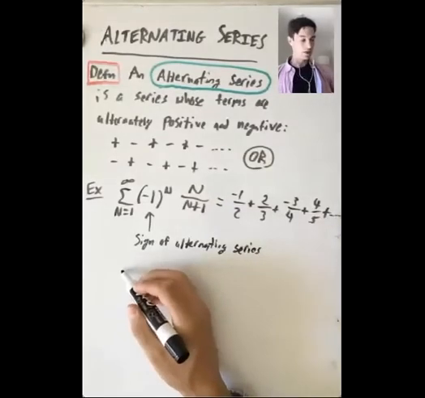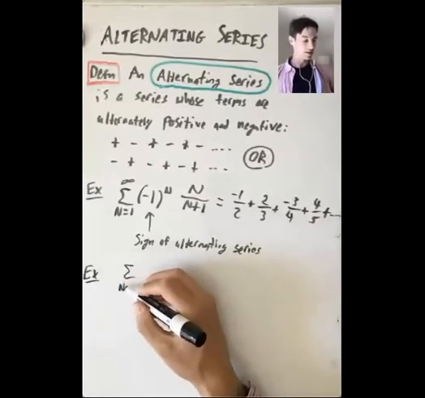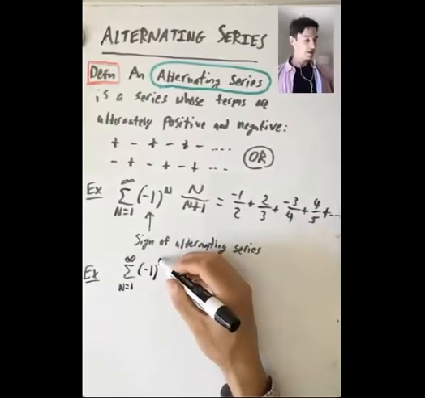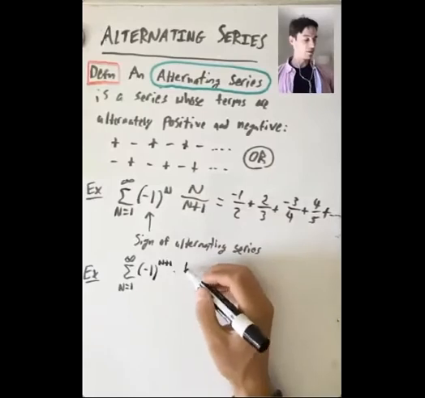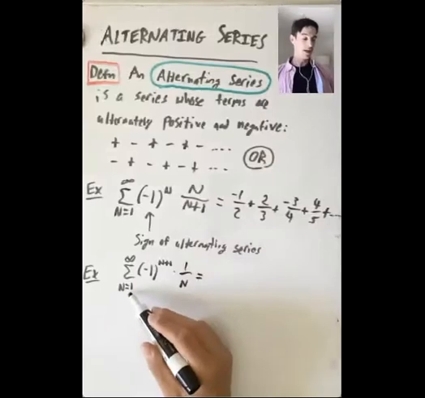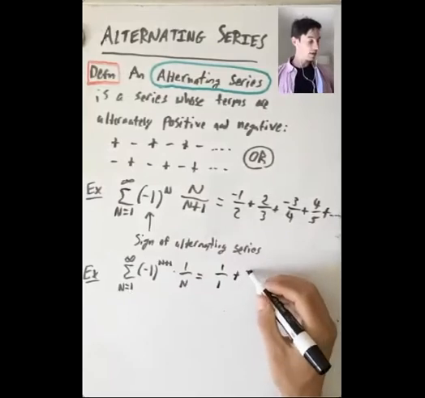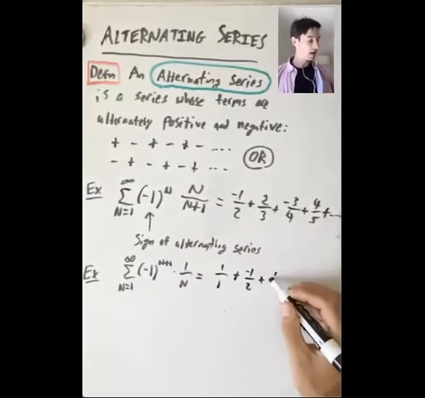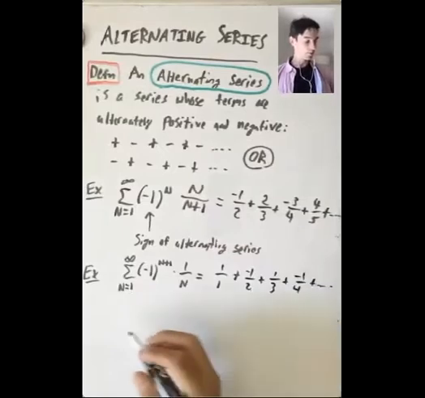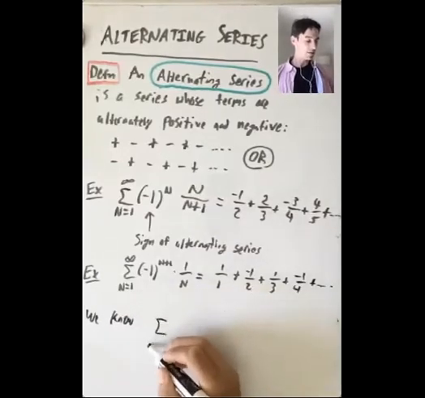Okay, just to give one more example, let's look at the sum n equals 1 to infinity of minus 1, let's say, to the n plus 1 this time, times 1 over n. Minus 1 to the n plus 1, when n equals 1, is minus 1 to the 2, which is 1. So we get 1 over 1 plus minus 1 over 2 plus positive 1 over 3 plus minus 1 over 4, and so on.